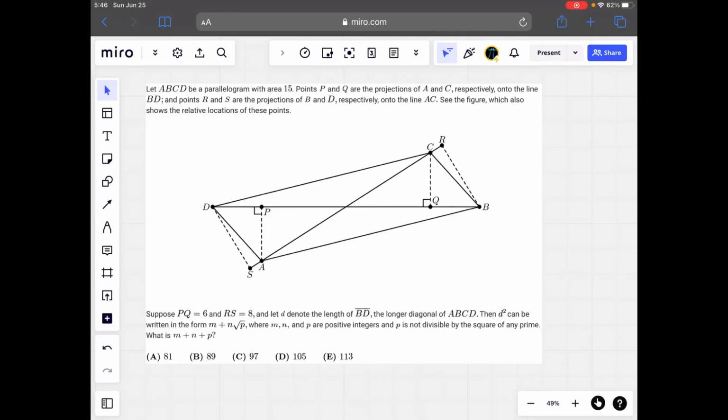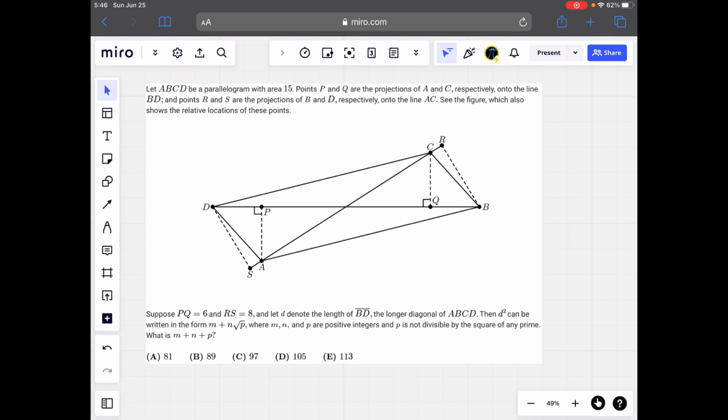Let ABCD be a parallelogram with area 15. Points P and Q are the projections of A and C respectively onto line BD, while points R and S are the projections of B and D respectively onto line AC. Suppose PQ equals 6 and RS equals 8. Let D denote the length of BD, the longer diagonal of ABCD.